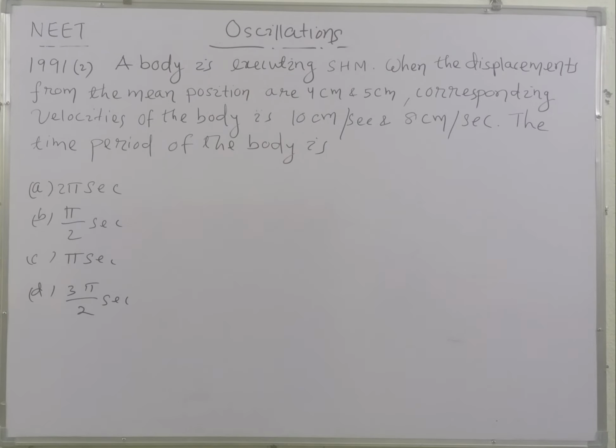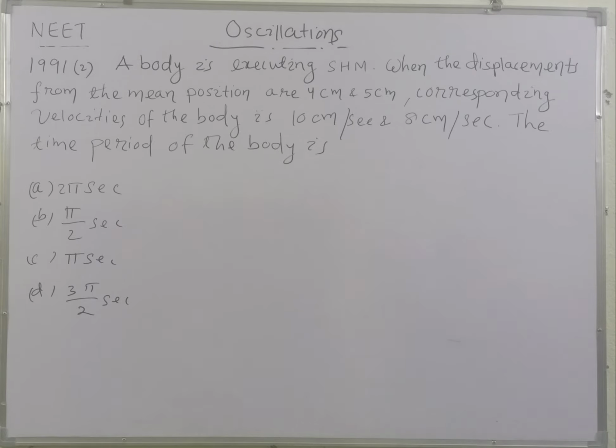Students, this question was asked in the year 1991. Three questions were asked in 1991 from the chapter oscillations, and this is the second question. We have already solved one question. A body is executing simple harmonic motion when the displacements from the mean position are 4 cm and 5 cm. Corresponding velocities of the body are 10 cm per second and 8 cm per second. The time period of the body is.